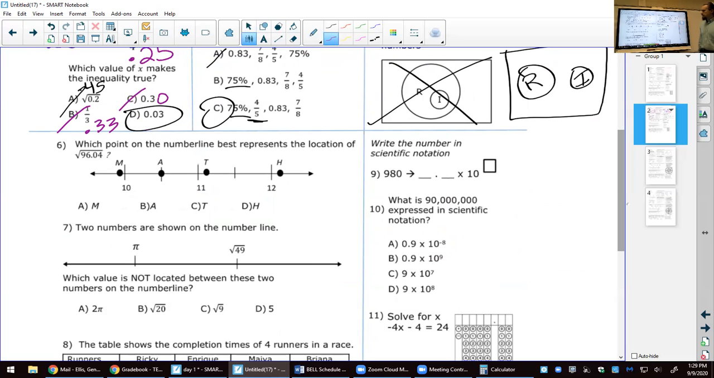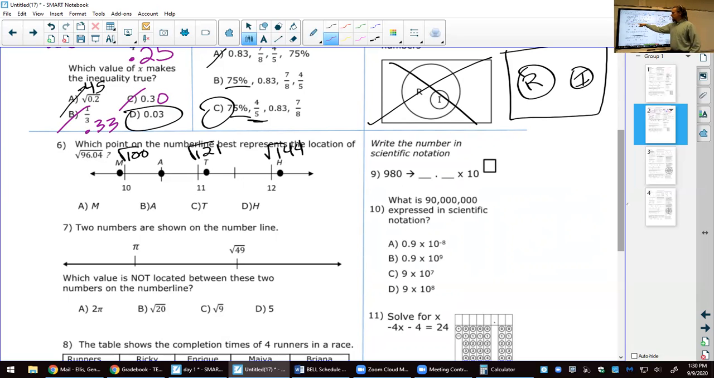Okay, so you could either take a calculator out, or you could use your big brain. So 10 is the square root of 100, or the square root of 100 is 10. The square root that gives us 11 is 121, and the square root that gives us 12 is 144. And then we just want to place the square root of 96.04 somewhere on that line.